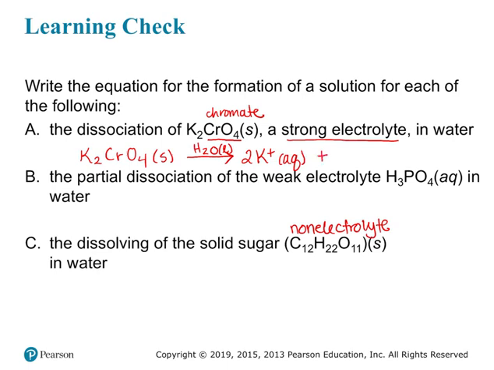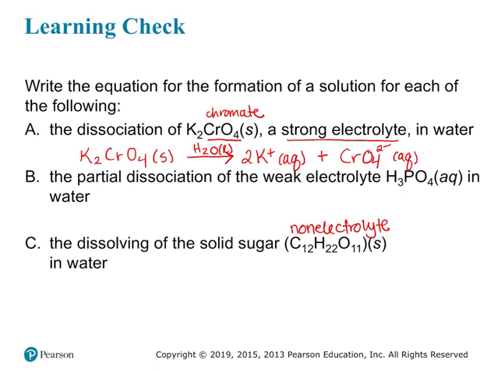And then we end up with the polyatomic ion chromate, CrO4. But what is the charge on chromate? So we have 2 positively charged ions, the potassium ions, and we know that the chromate ion has to balance that charge. So what should the charge on chromate be? 2 minus, or minus 2. All right. So that would be our dissociation of potassium chromate.